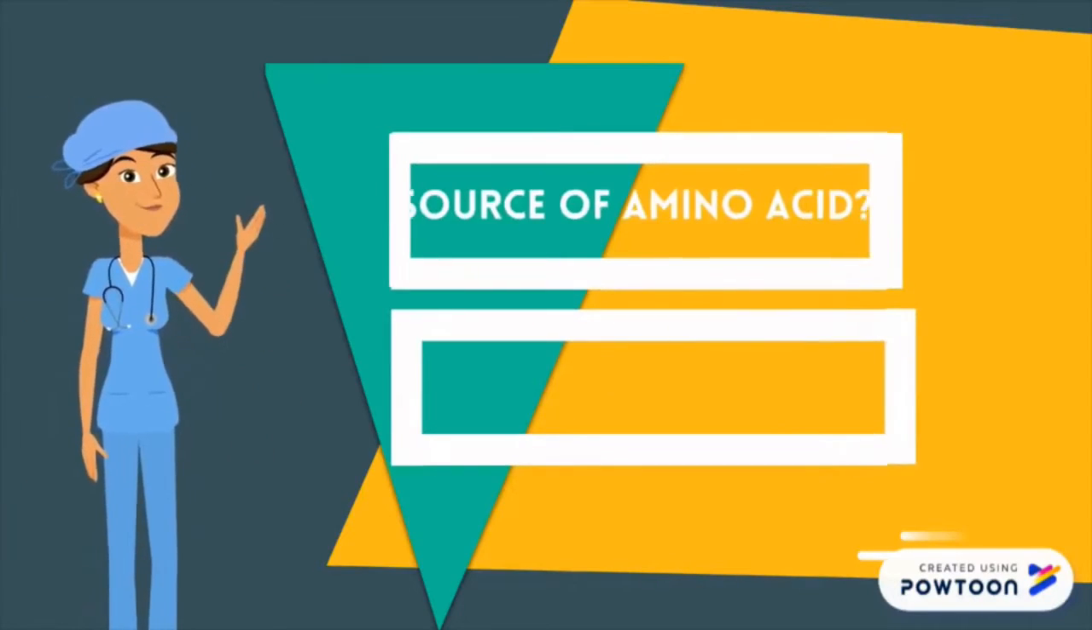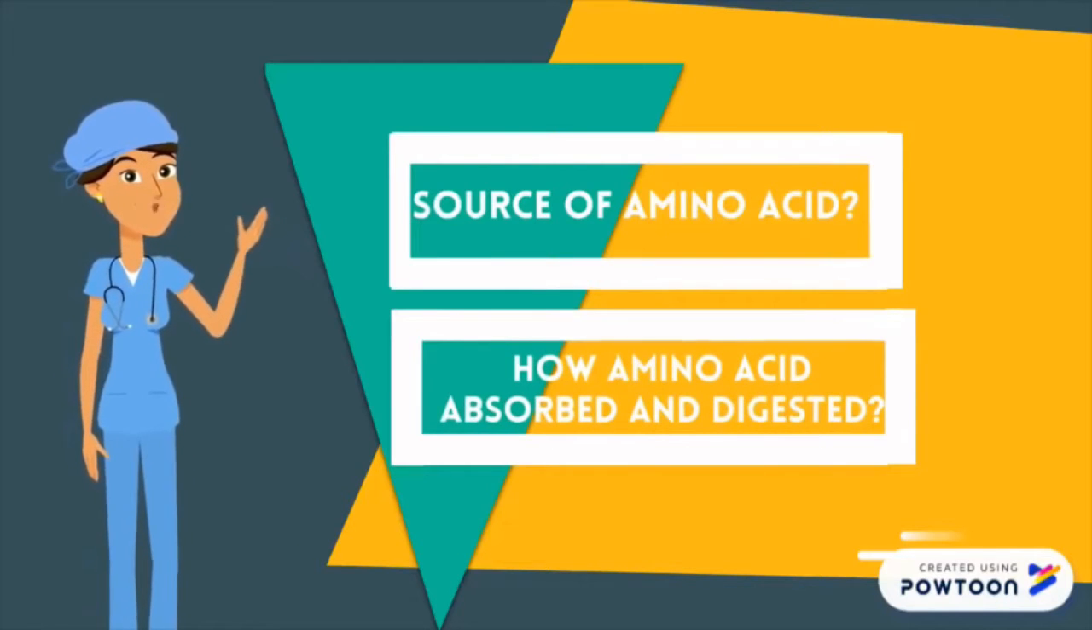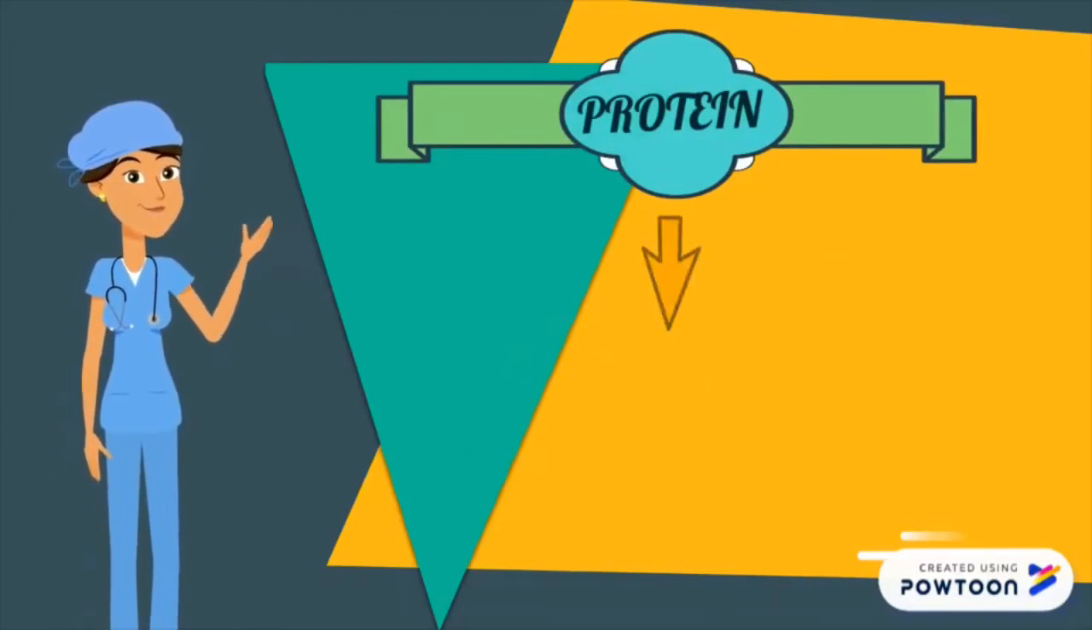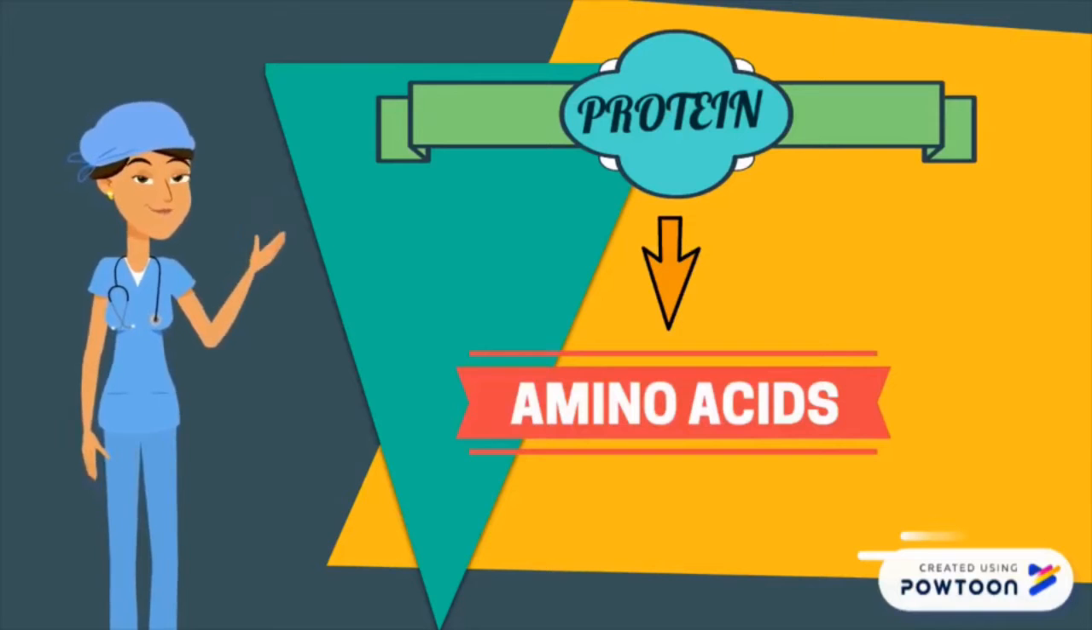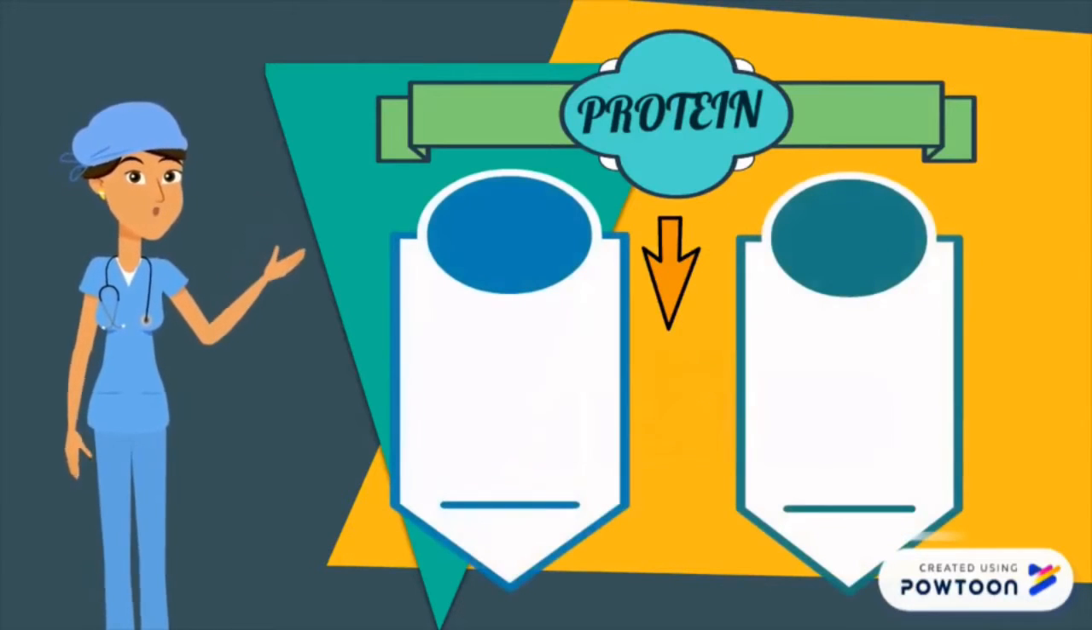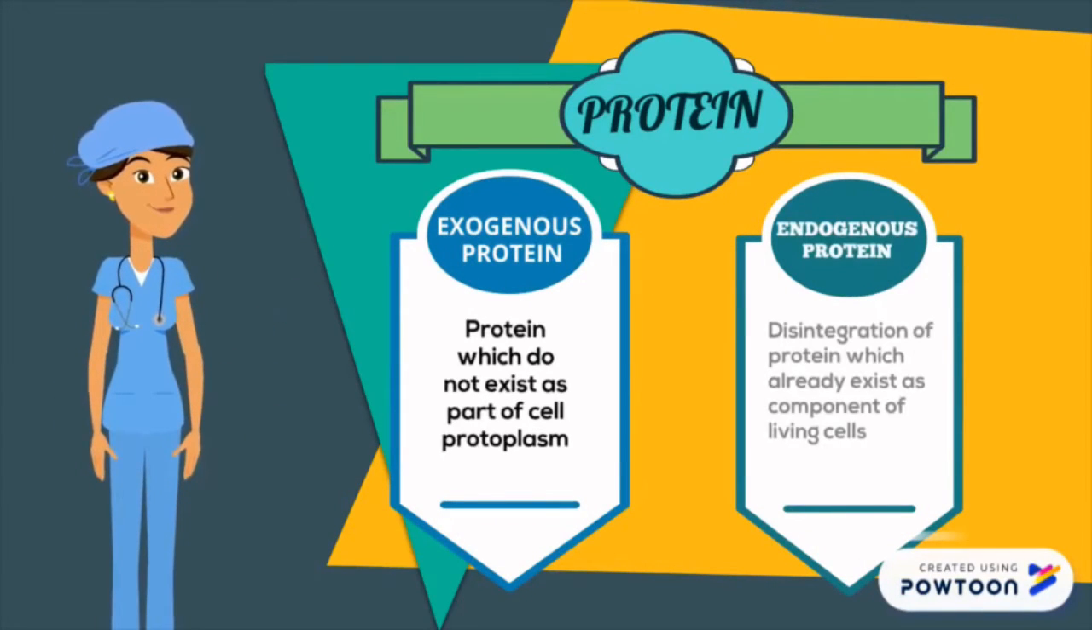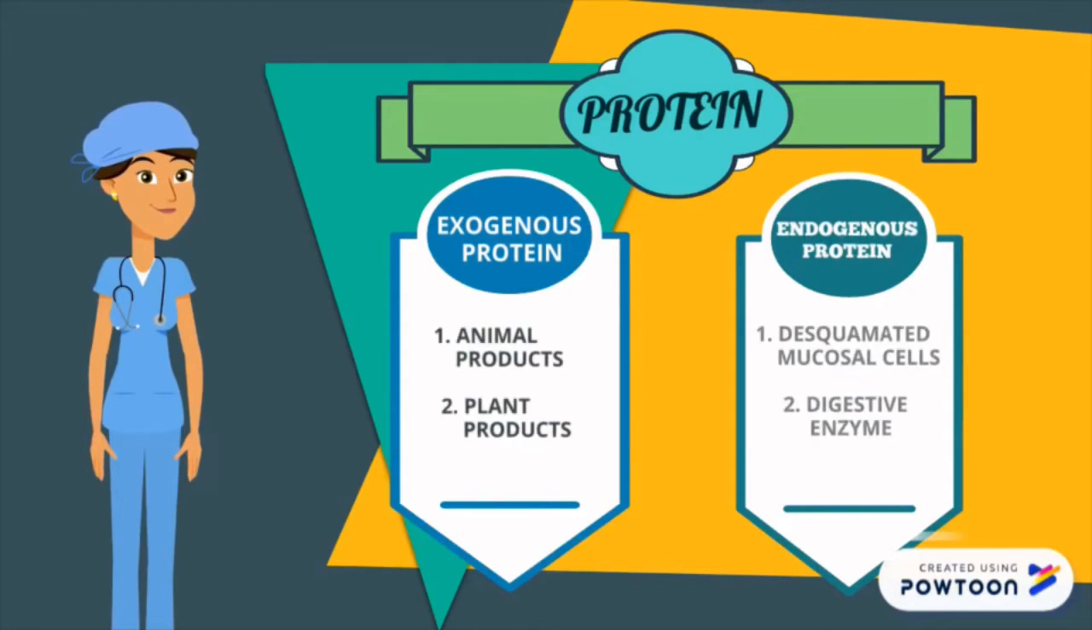Hello, what is amino acid? Amino acid comes from protein, where it is the monomolecule of protein, which is divided into exogenous and endogenous. Exogenous proteins are based in dietary sources and do not exist in the body, while endogenous proteins exist in the body. For example, exogenous is animal while endogenous is enzyme.